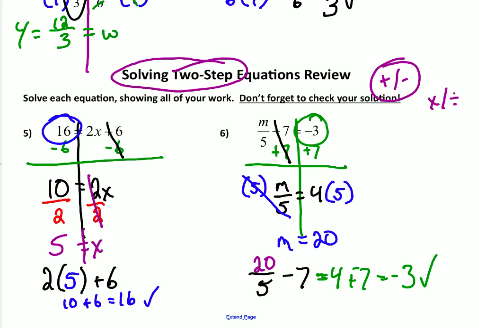All right, hope that makes sense. Hope that kind of clears up any confusion if you were stuck on a problem. Double check their work, make sure you showed it all, and you are good to go.